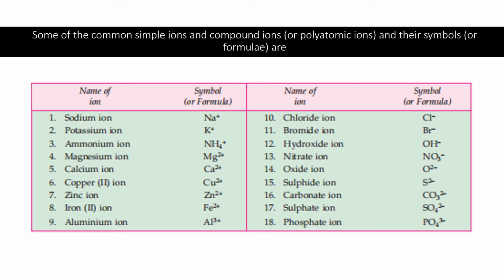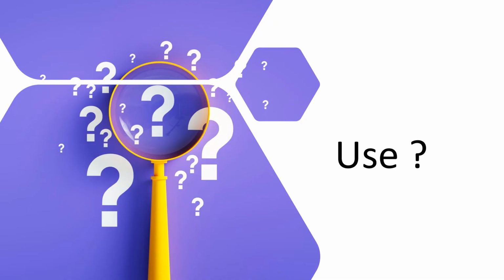Now let's see some of the common simple ions and the compound ions or polyatomic ions, and what the symbols for the formulae are. Here there is a table and you can identify the different simple and compound ions. First you can see the sodium ion. It is made up of only one atom. It means it is a common simple type of ion. Potassium ion, only one atom. Ammonium ion has two types of atoms, nitrogen and hydrogen. And the magnesium ion, no sorry, actually it has only one type of atom, magnesium ion.